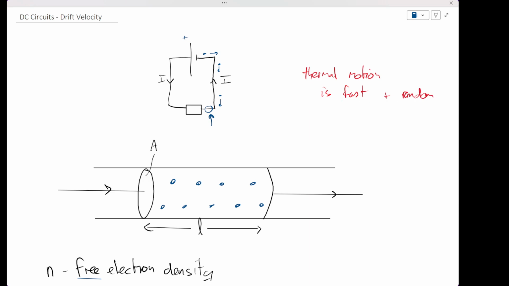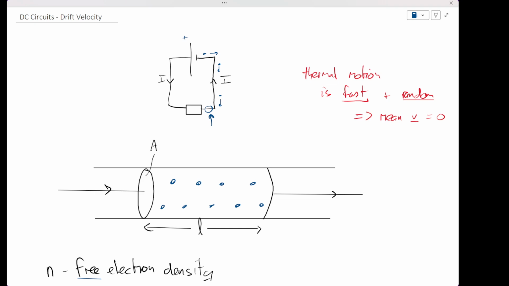When I say fast, at room temperature we're literally talking about perhaps 10^5 meters per second. Very, very high speeds indeed. However, the motion is utterly random. So if there were no current, if I just had a piece of metal not attached to a circuit, the fact that the motion is random would mean that the average velocity of the electrons is zero, because there would be as many moving left as right, as many moving up as down. That randomness would imply that the mean velocity is zero. Velocity being a vector, of course.